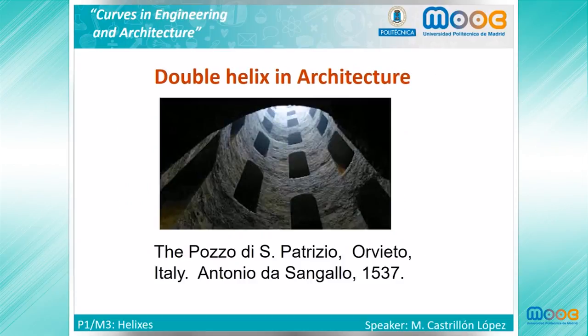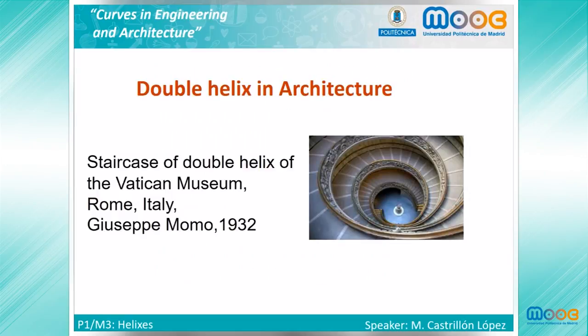Or the Pozzo di San Patrizio, St. Patrick's Well, a historic well in Orvieto, Italy. The central well shaft is surrounded by two spiral ramps in a double helix, which allowed mules to carry the water in downward and upward directions without obstruction. Or finally, the double helix staircase of the Vatican Museum in Rome, designed by the architect Giuseppe Momo.